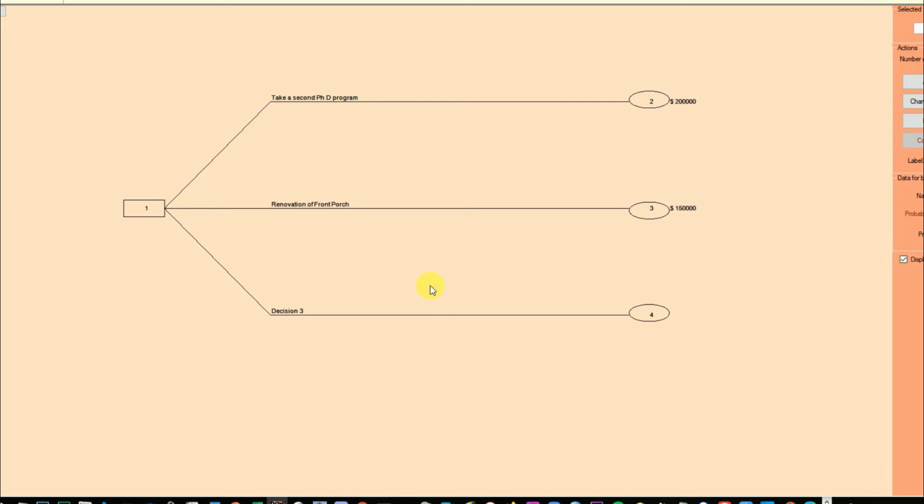Yeah, and then decision 3 would be, again, minimizing costs, right? What about purchase of a second-hand car? All right, and let's say it's about 300,000.